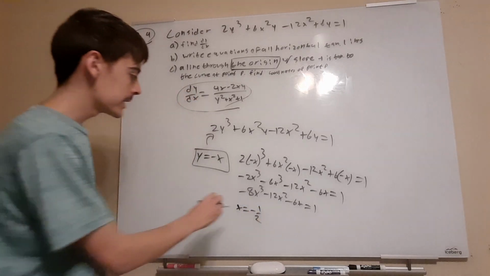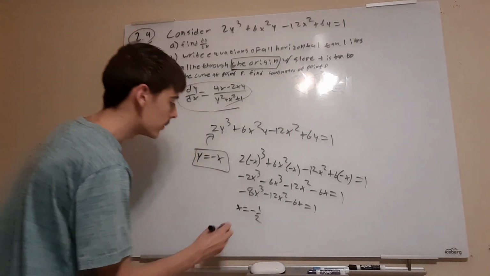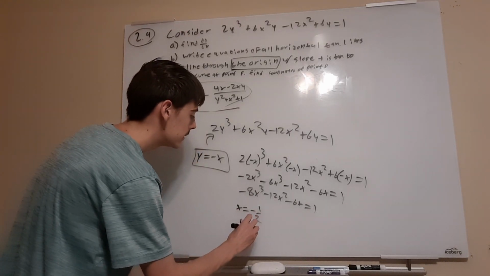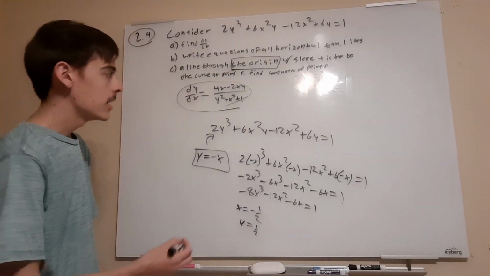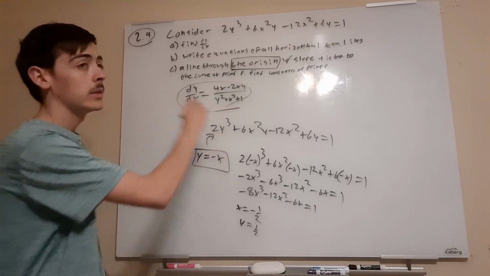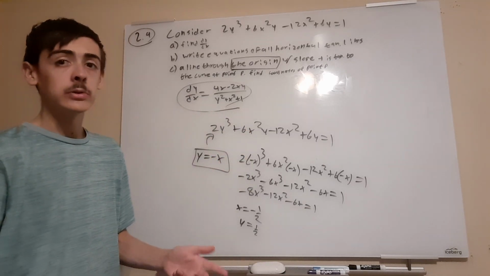And because of that, we know x is -1/2. We also know y equals -x. So that means that our y value is just going to be 1/2. Because the negative of -1/2 is just 1/2. And so that is how we deal with this not so nice problem. And that is pretty much the basis of what we learned in 2.4.